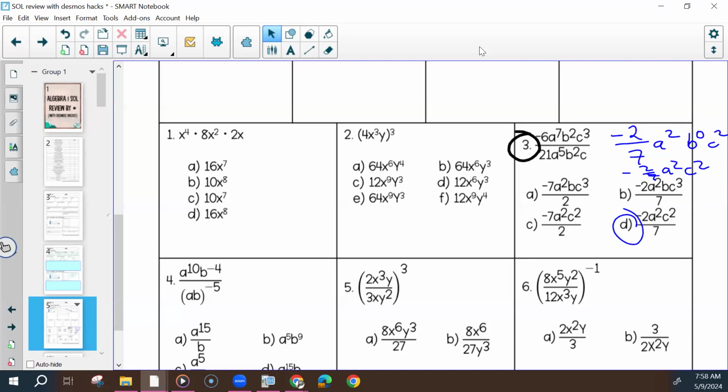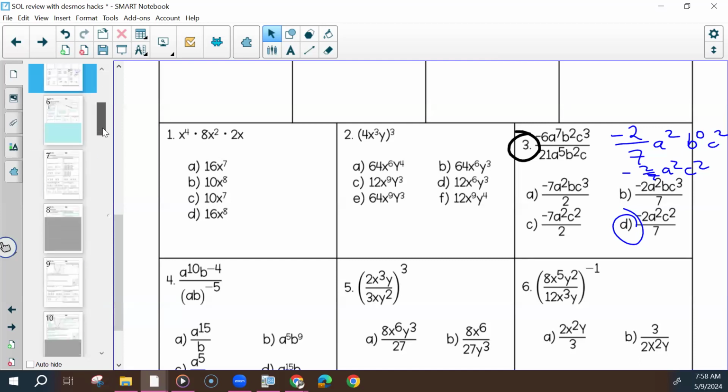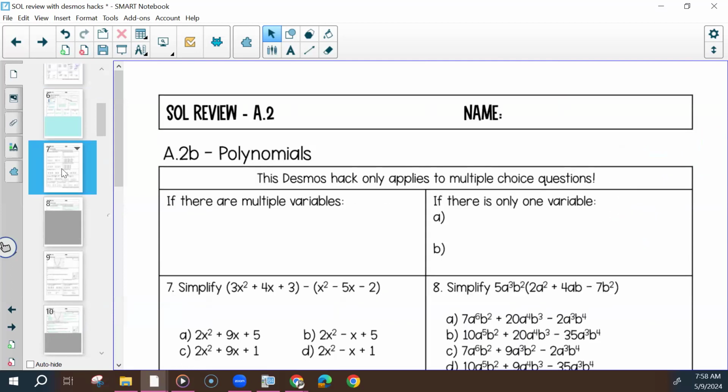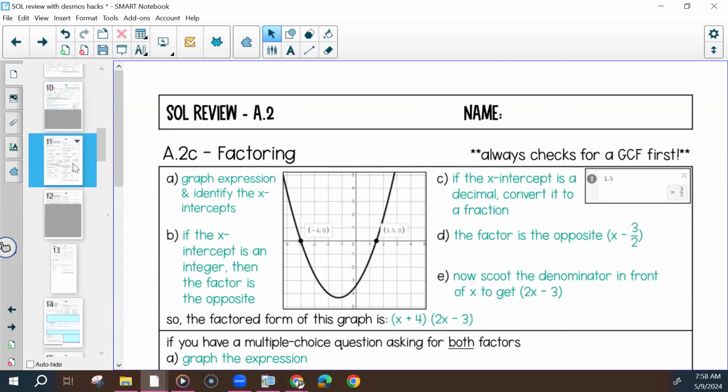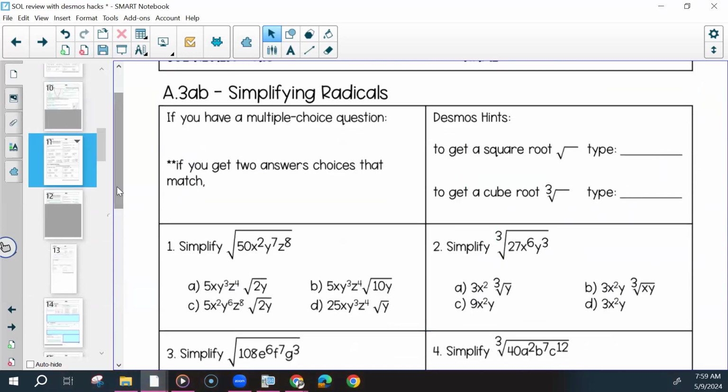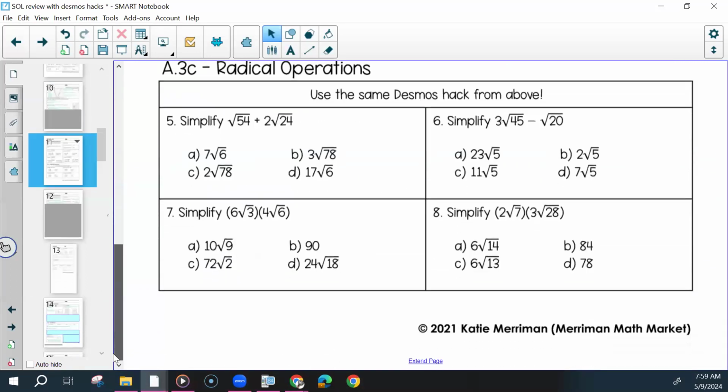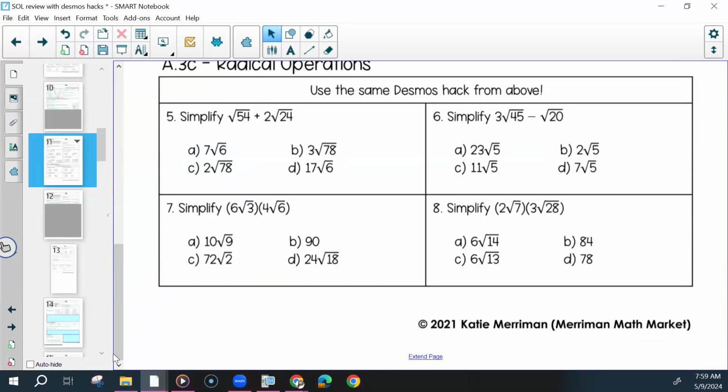It's the number 8, the radical operation. So on the SOL A3 page, the simplifying radicals, sorry, the radical operation for number 8. Anything with just numbers and radicals, if you're using Desmos, you could put that straight into Desmos.